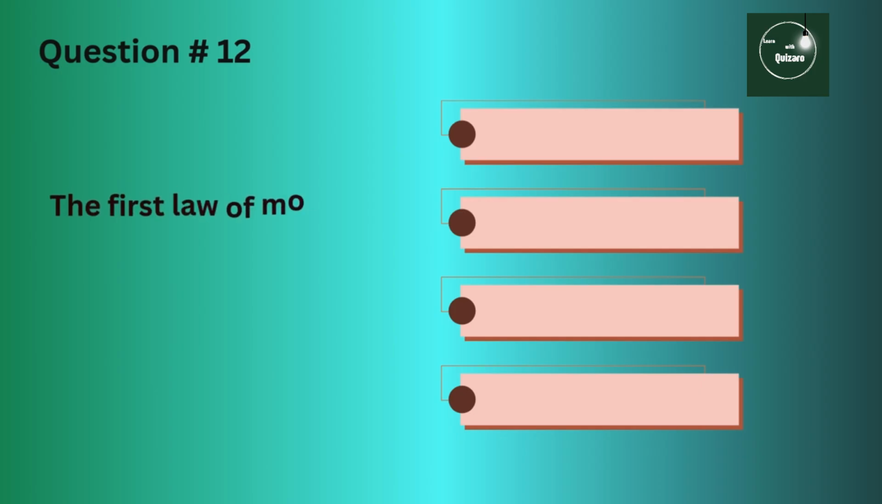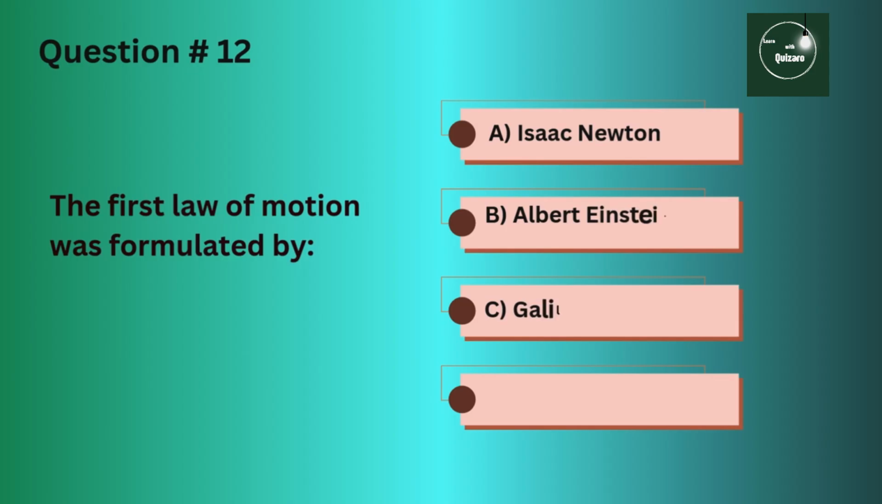Question number 12. The first law of motion was formulated by A. Isaac Newton. B. Albert Einstein. C. Galileo Galilei. D. James Clerk Maxwell.